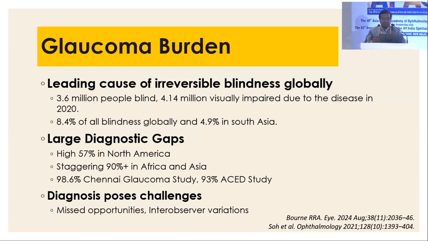So, glaucoma is one of the leading causes of blindness in the world. The latest estimates say that it is responsible for nearly 8% of the blindness globally. And some of the key challenges of glaucoma, where AI is definitely going to have a role, are large diagnostic gaps. Recent meta-analyses say that nearly 57% of patients are undiagnosed in America, and over 90% in Asia and Africa. And within India, in the Chennai Glaucoma Study, the prevalence of undiagnosed disease is over 90%.